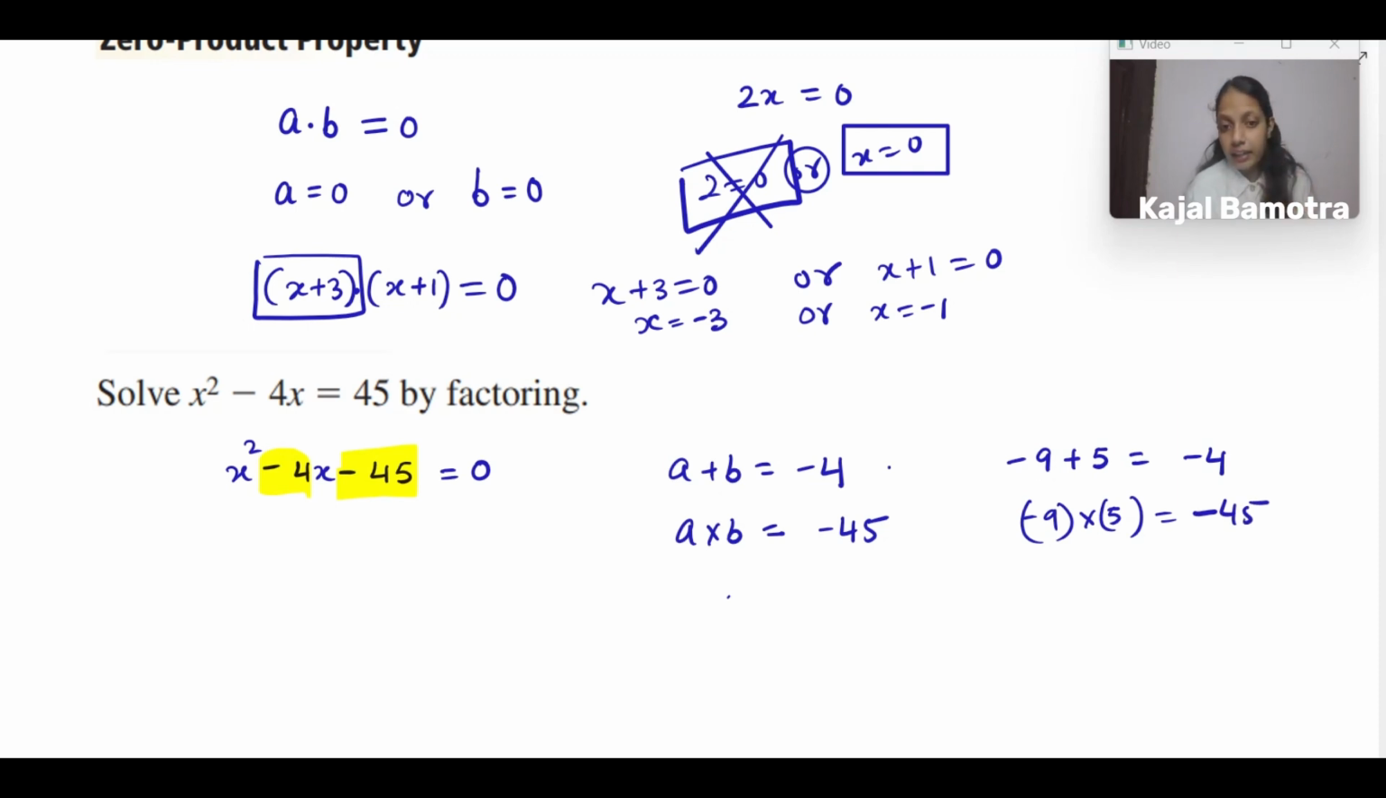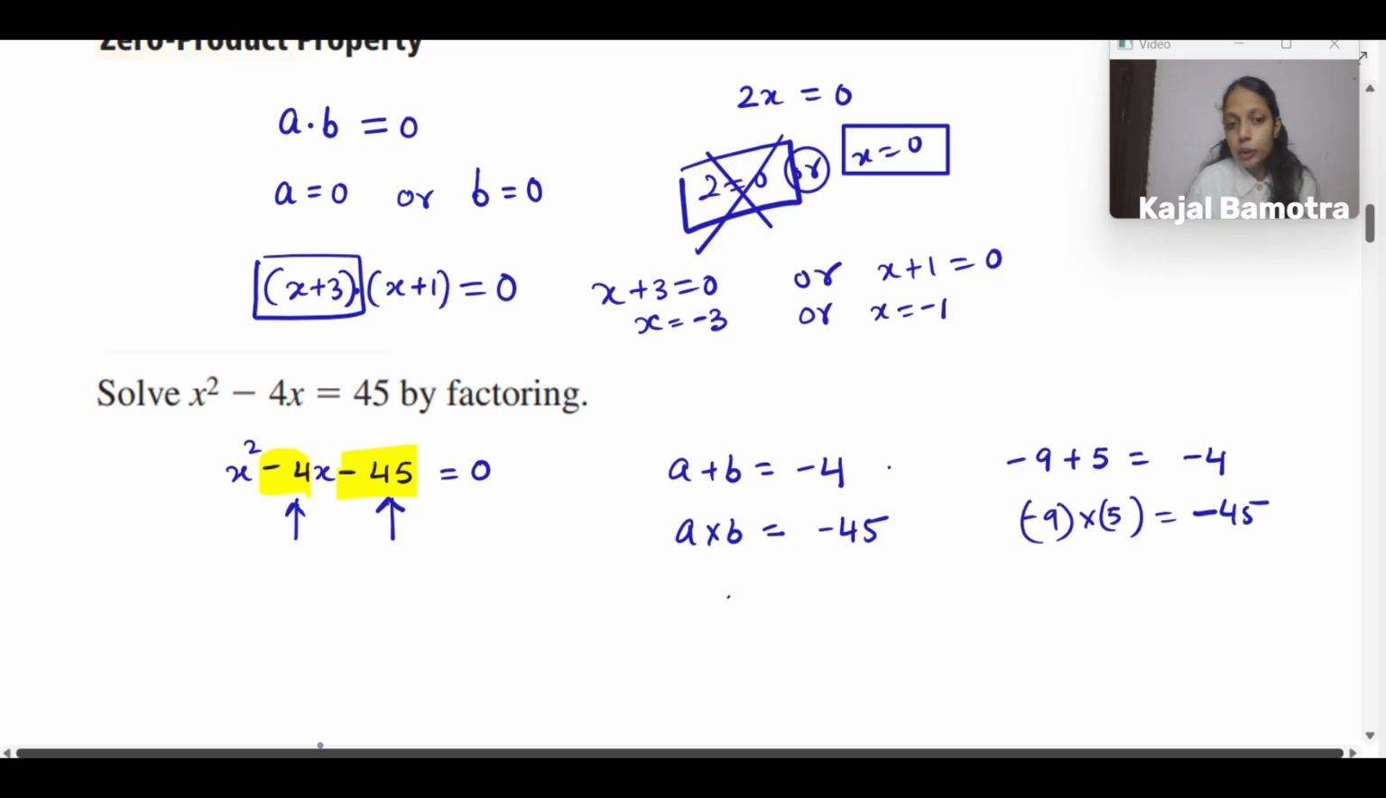I'm saying again: you have to take numbers whose sum is the middle term and whose product is the last constant term. Make sure you are clear with the signs. The sum will give you -4 and the product will give you -45. If a student chooses 9 minus 5, no doubt it's 4, but we want -4. This is just a hint: the larger term will be negative. So you split it: one is -9 and the other is positive 5.